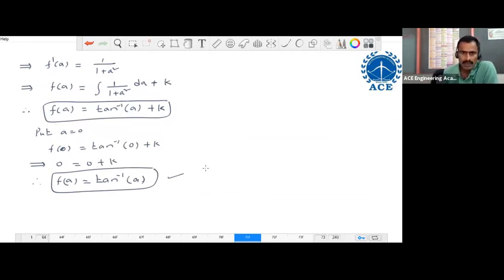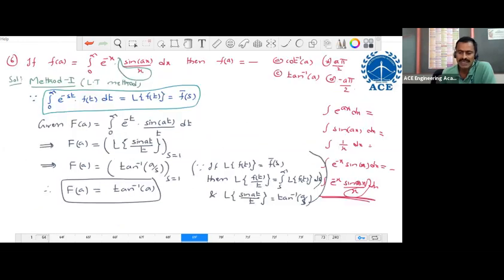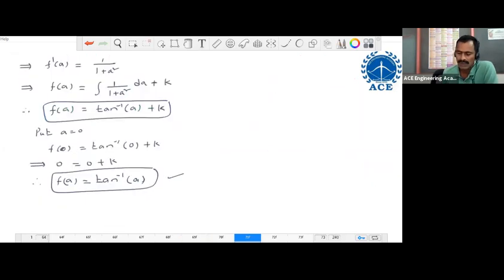This is about the problem. So we can do this problem by using two methods. One is the Laplace transform method and the other method is differentiation under the integral sign. This is one method, the Laplace transform method. This is another method, differentiation under the integral sign. So this is about the improper integral topic.